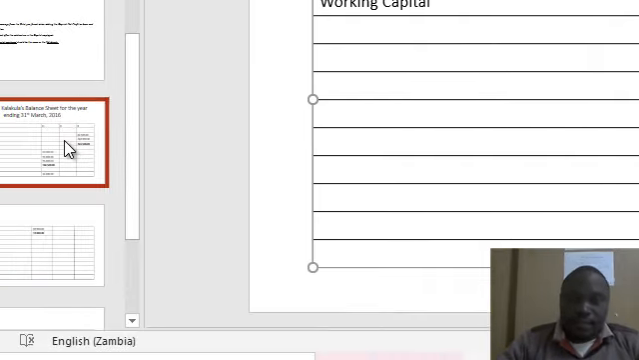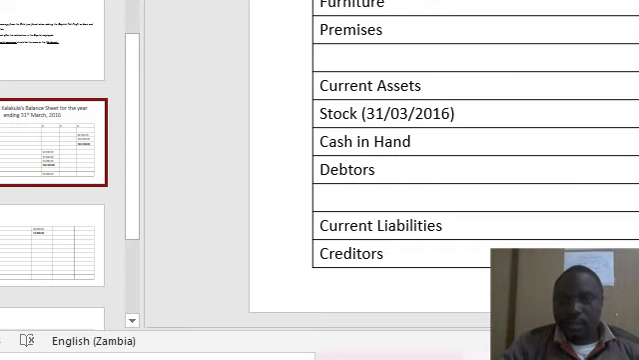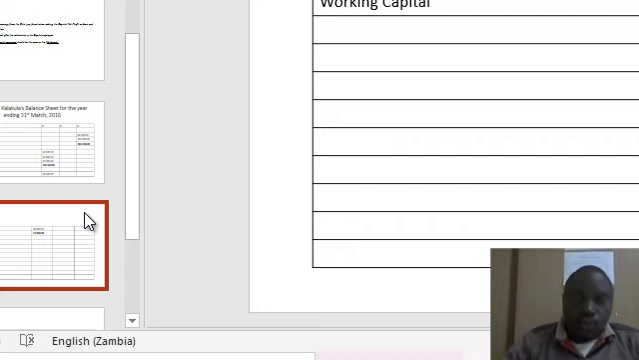Remember, our current assets, the total we found is 104,500, which is this one here. This is the working capital. This is the total for net current assets. So we then subtract 53,000, which is the total for current liabilities, from 104,500, which is the total for current assets. Then it will give us, what is the answer that you have found? Mine is 51,500.